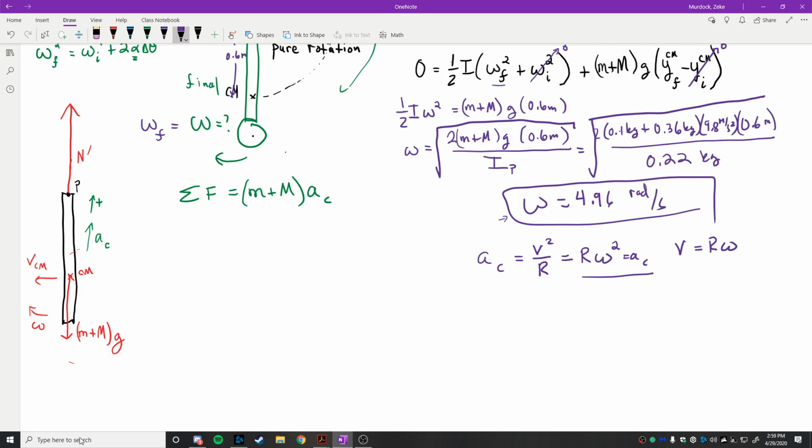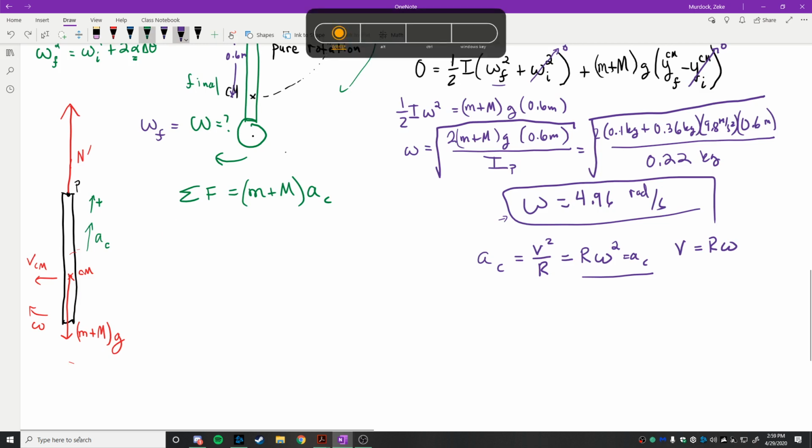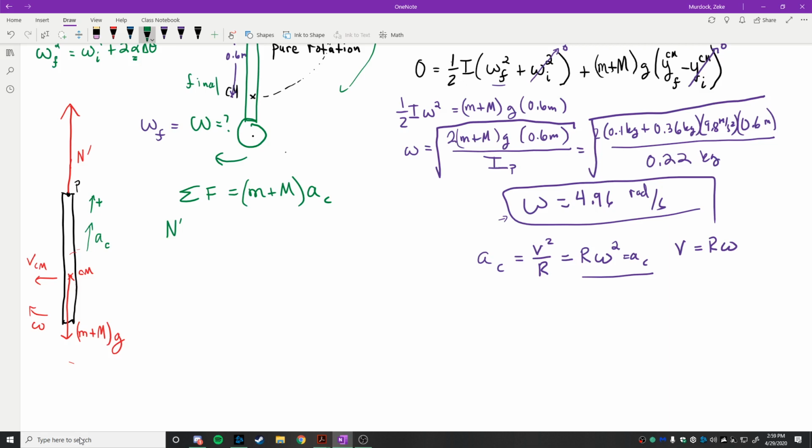As far as the net force goes, let's keep with green on this one. The net force is going to be N prime minus total mass, which was M plus big M, times g. And that should be equal to total mass, M plus M, multiplied by a_c, which we're saying is equal to R times omega squared. And there we go, we can solve, right? So the normal force, when the rod's vertical, is going to be equal to M plus M multiplied by, we'll add this term to the right-hand side.